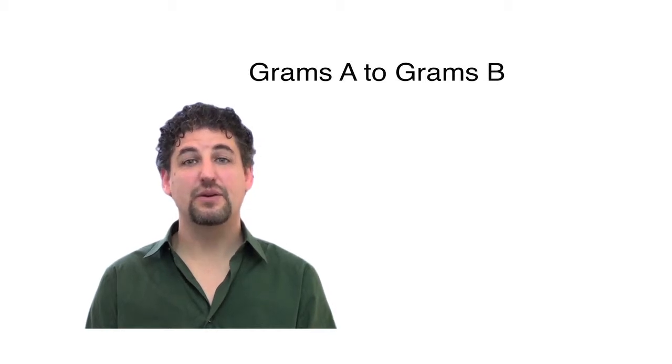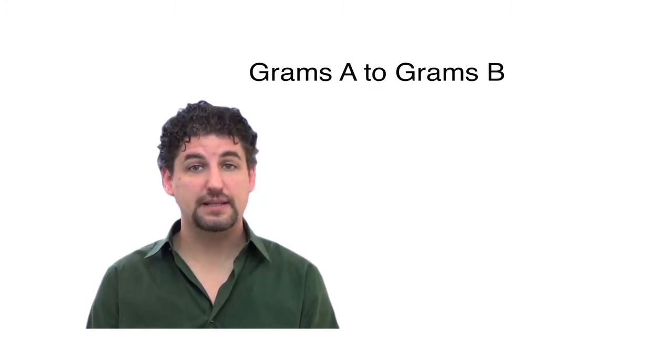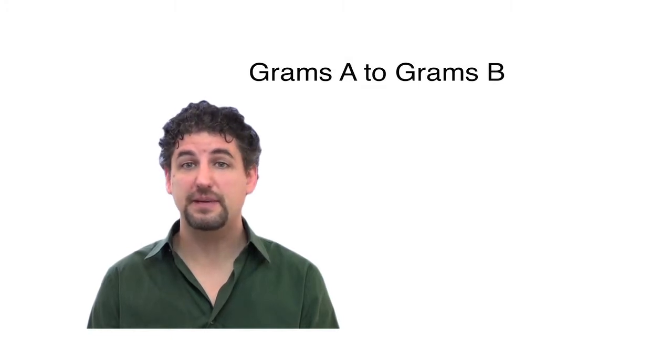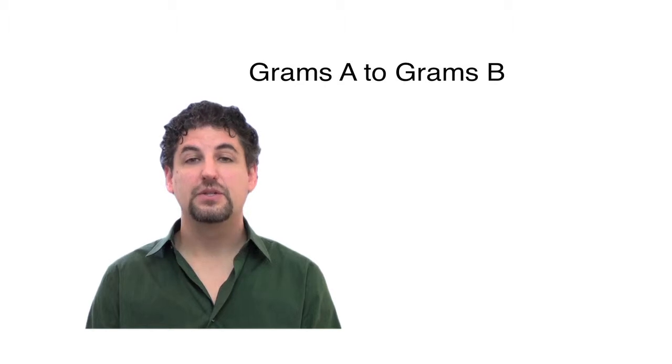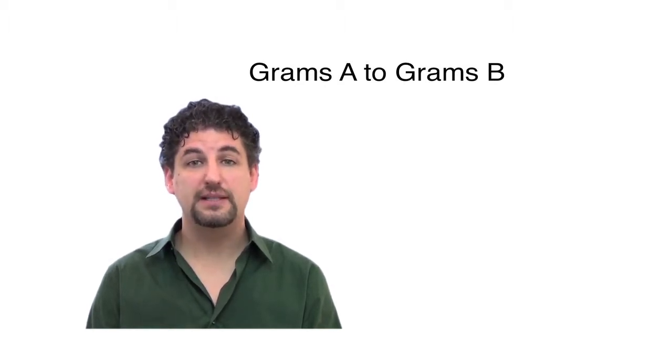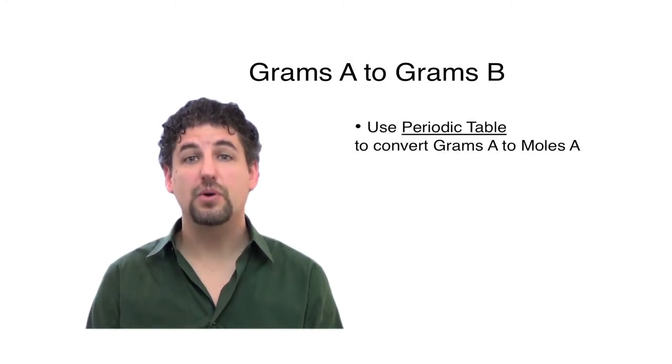Okay, we're going to solve a grams to grams problem now. These problems are the big problems. They're going to involve 3 conversion factors. So don't get scared, they tend to be a little bit on the bigger side, so you are now forewarned. So step 1, you're going to need a periodic table, and that periodic table is going to help you go from grams of A to moles of A.